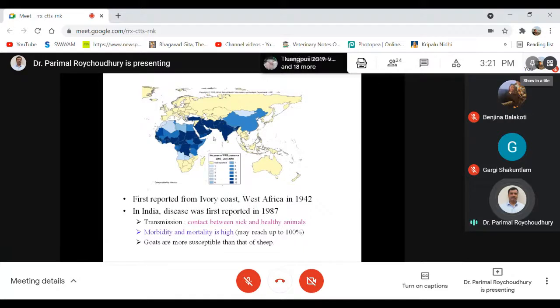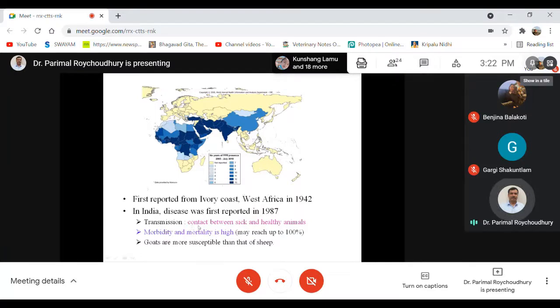Here you can see the OIE map where the prevalence is shown. The color intensity indicates the intensity of the disease, the number of outbreaks and the severity. In our country, it is highly endemic. So invariably, we'll encounter this condition in the field and should know it properly, this morbillivirus infection. In 1987, it was detected for the first time, because of animal migration it came to our country, and then it spread to all corners of India.